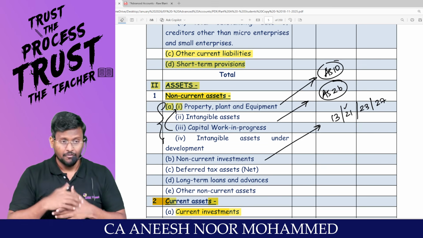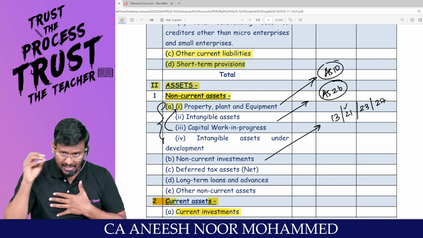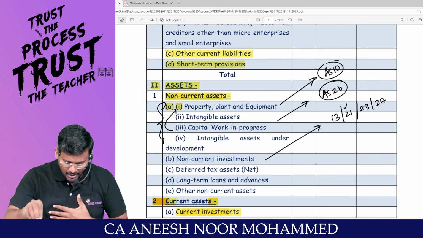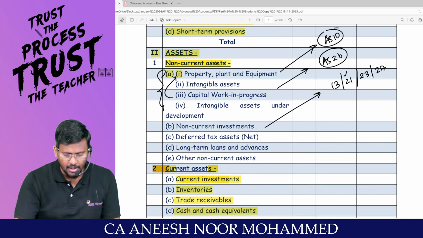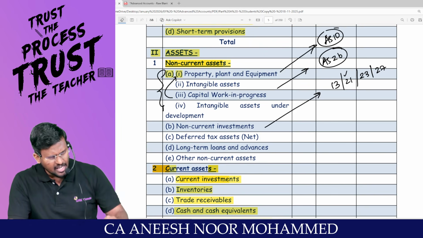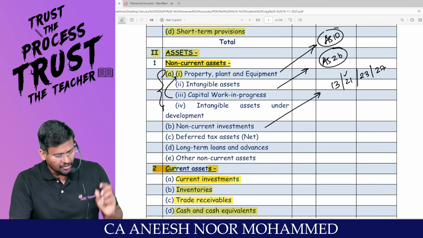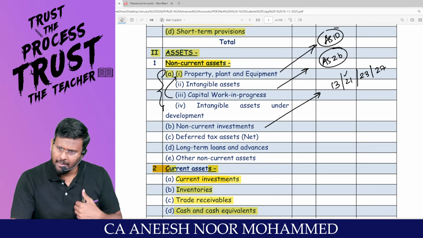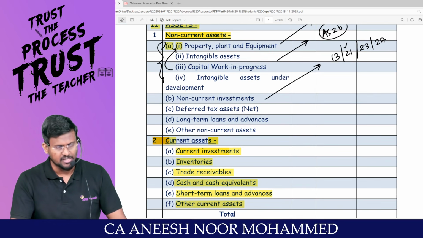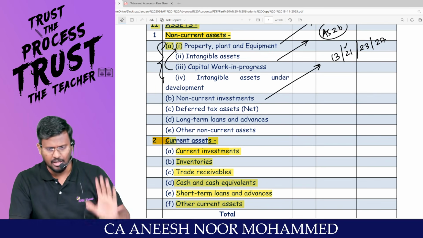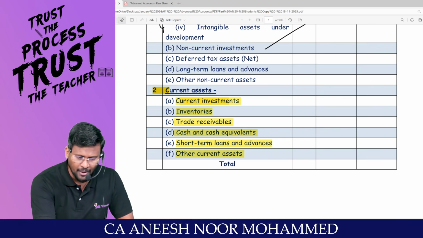Right? First, I will invest in myself, such as PPE, intangible assets, capital WIP, intangible assets under development. Still I am having money. Non-current investment. Still I am having money. Deferred tax asset (net). Still I am having money. Long-term loans and advances. Still I am having money. Other non-current assets. Now I am going to make what asset?